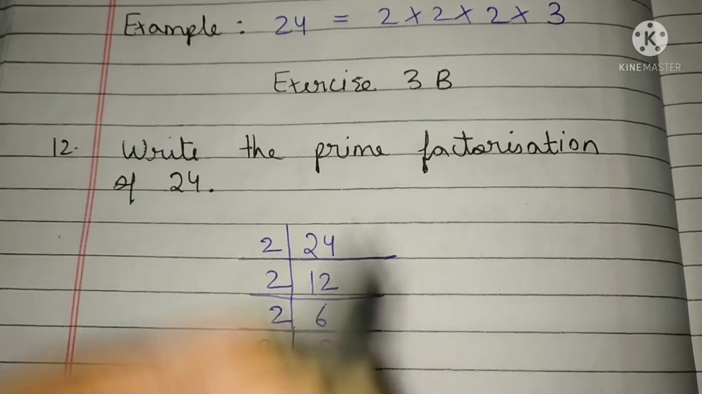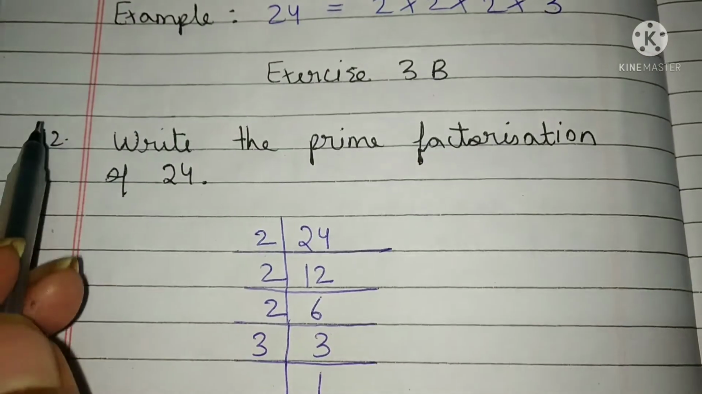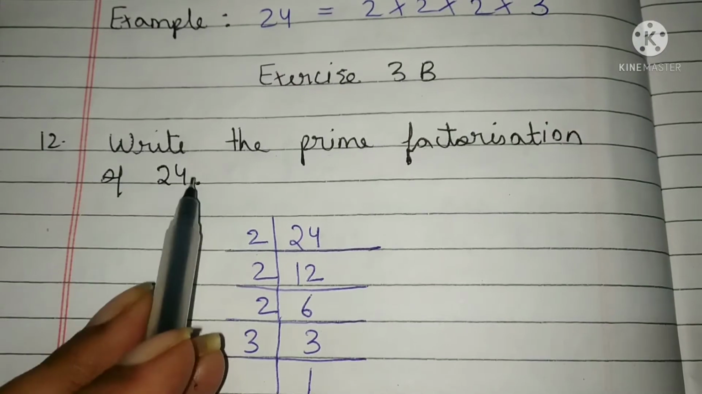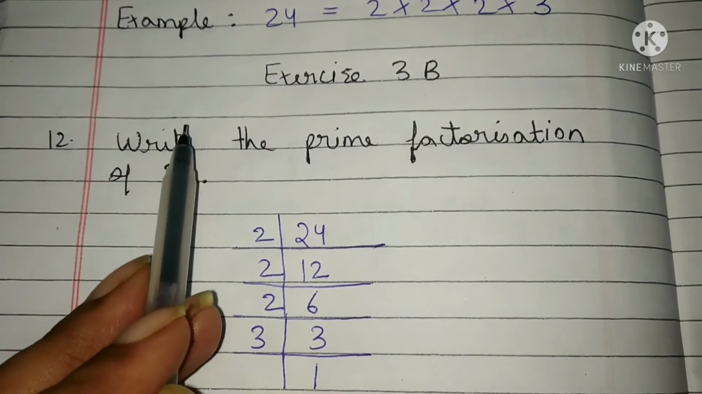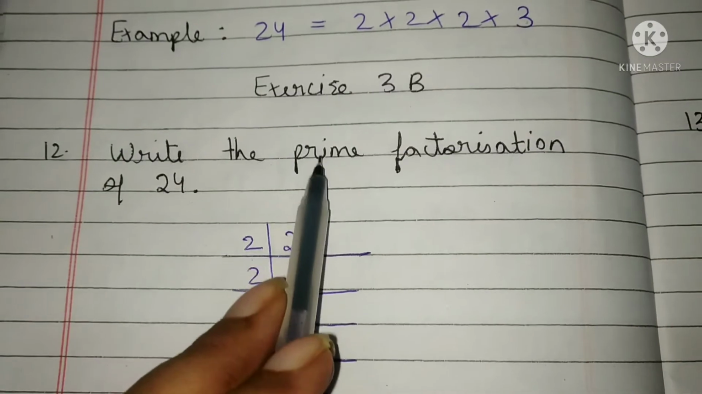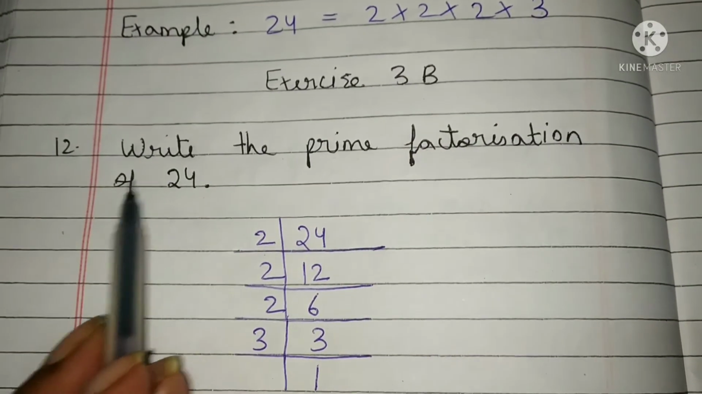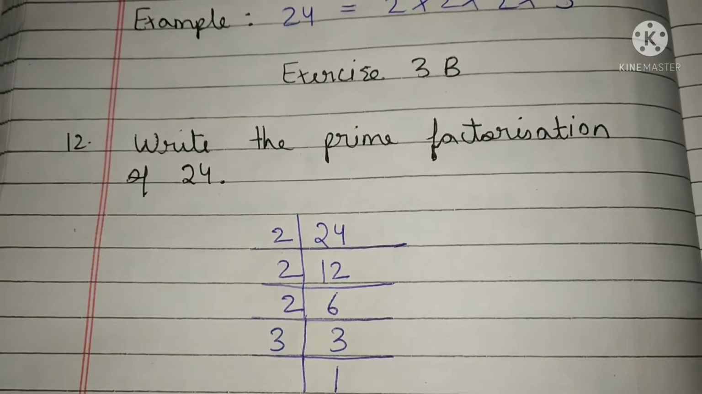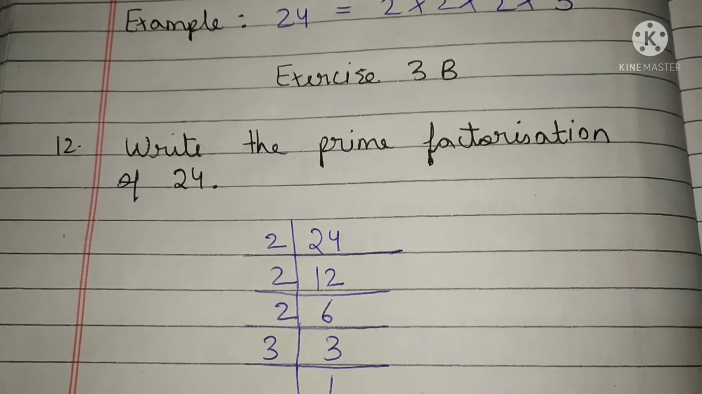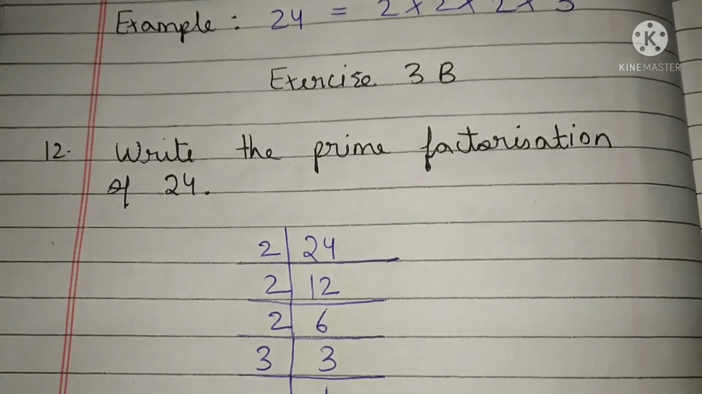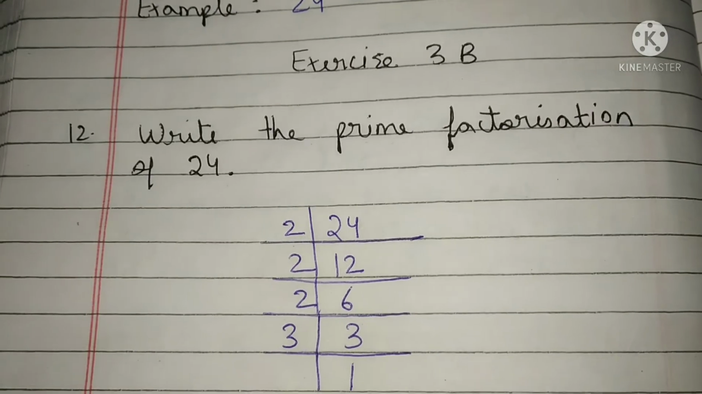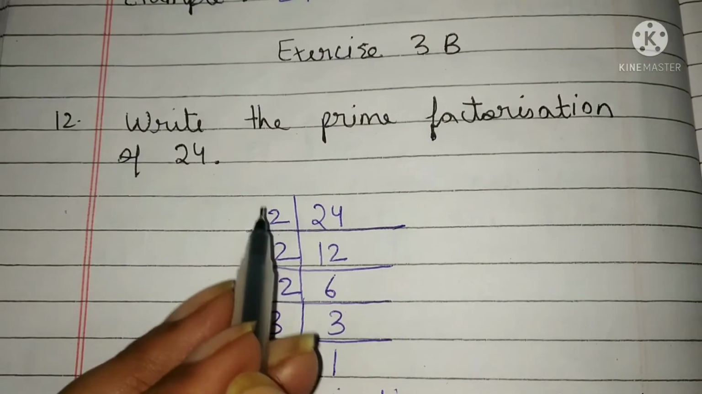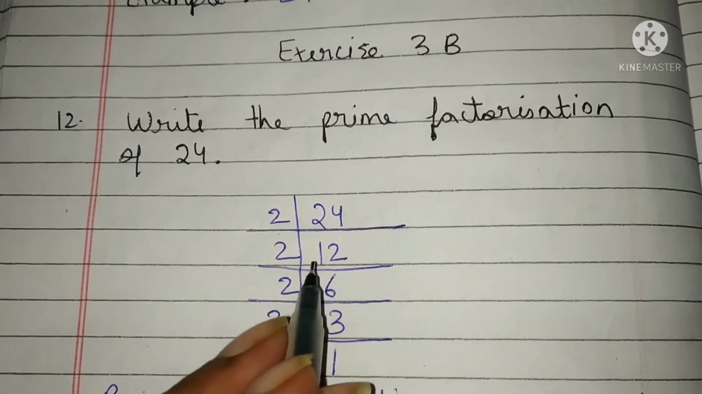Students, now come to exercise 3B, question 12. Write the prime factorization of 24. Students, in this question, we have to write the prime factorization of 24. So, first we will divide 24 by the prime number again and again until we get 1. Students, the smallest prime number is 2. So, first we will divide 24 by 2 and the answer is 12.